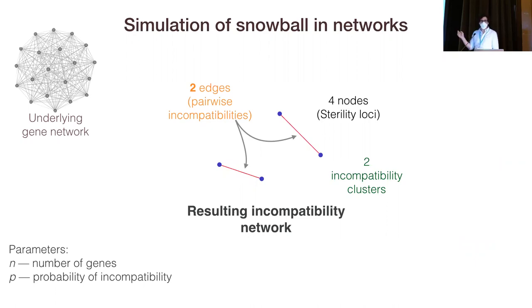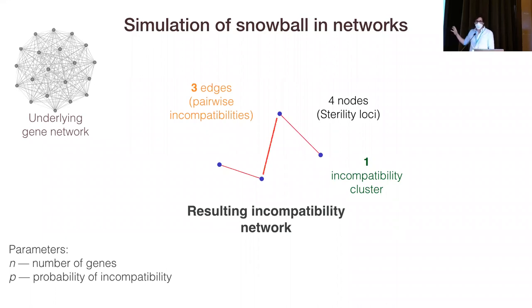The number of nodes that are involved in incompatibility, what I have been calling sterility loci. The number of edges that represent pairwise incompatibilities, and the number of incompatibility clusters, those are connected components in the resulting incompatibility network. Of course, here we have two clusters, two edges, four nodes. If there was a single new edge in this particular cartoon, we would end up having three edges, but only one connected cluster, right? And we're gonna call this phenomenon the agglomeration of pairwise DMIs. This is similar to what Atta Kalirat and Ricardo Acevedo were calling complexification.